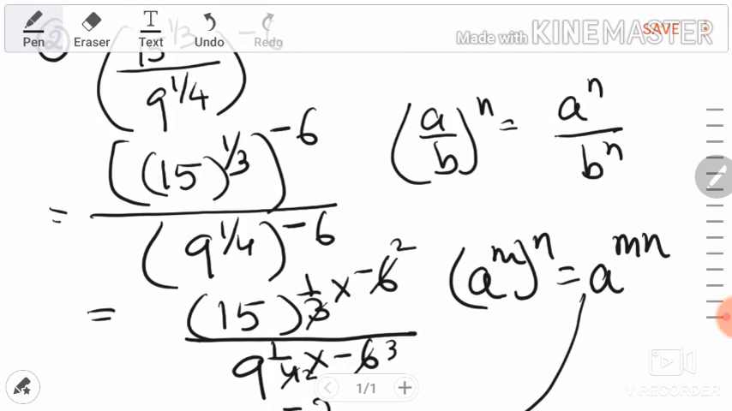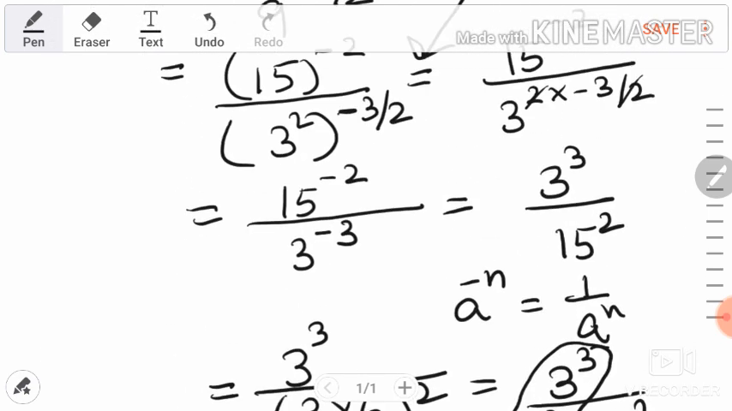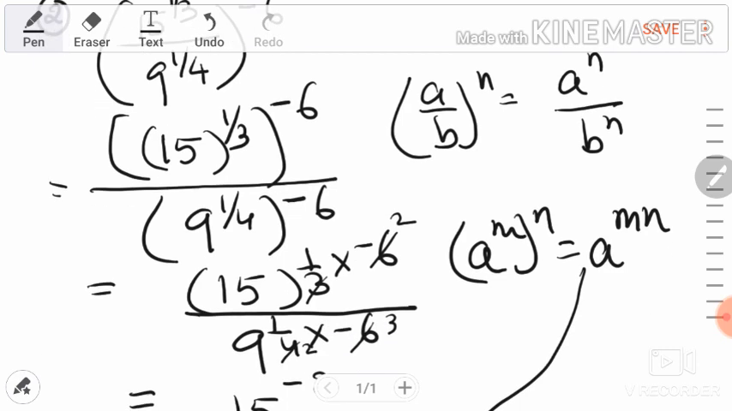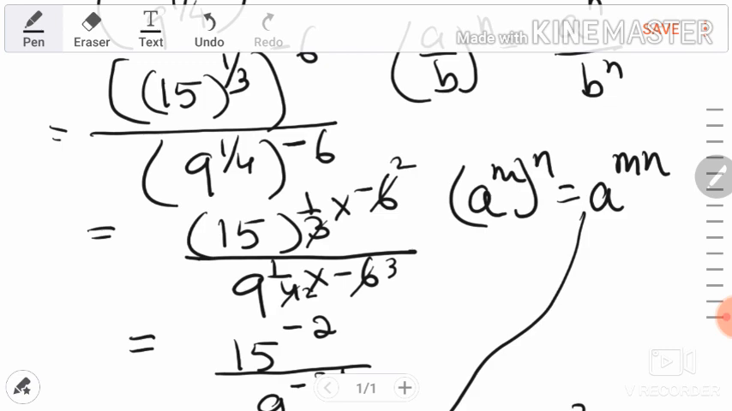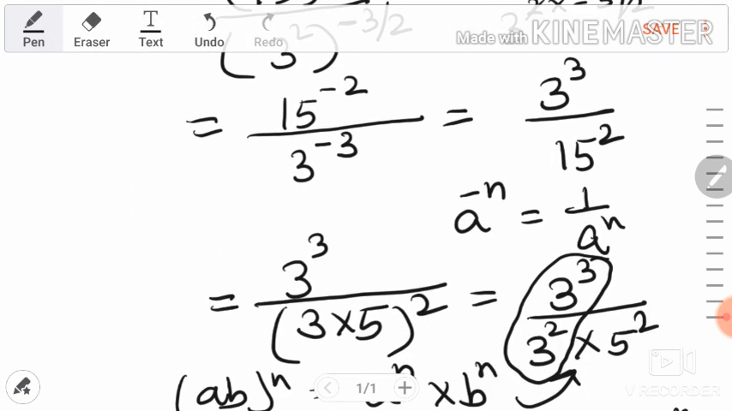So we have used different laws in order to simplify this number and find its value. Remember, there are many ways of using these laws. You could have expressed 9 as 3 square before multiplying minus 6 to each power. So it entirely depends on person to person. There are different ways of doing this answer.